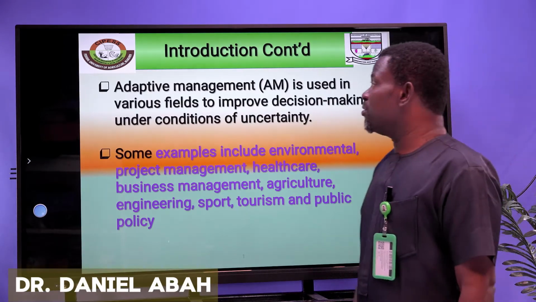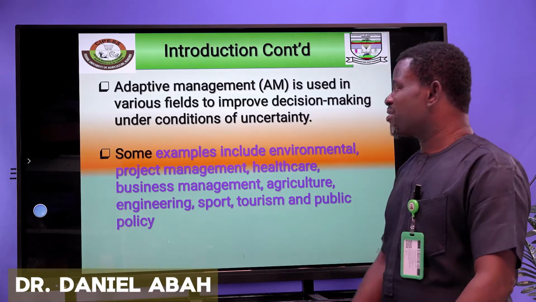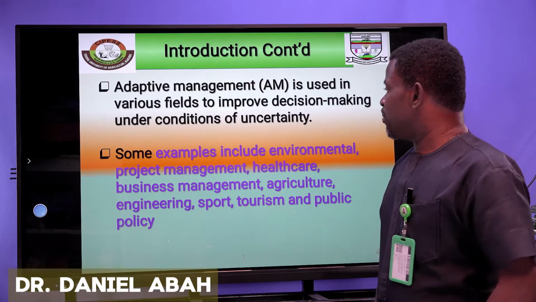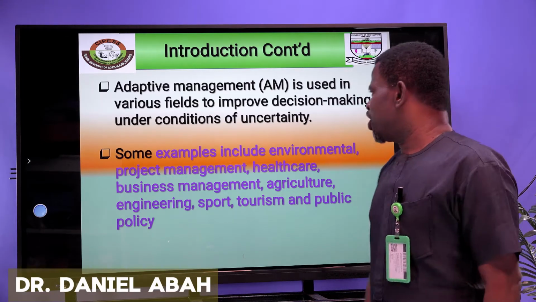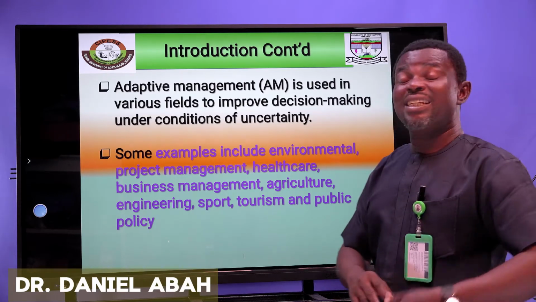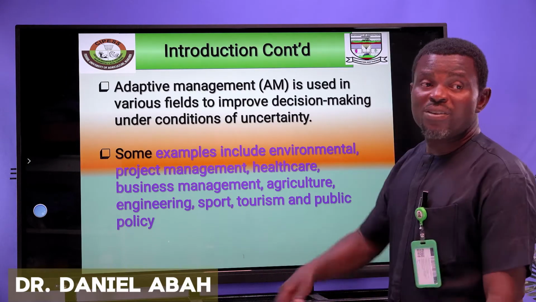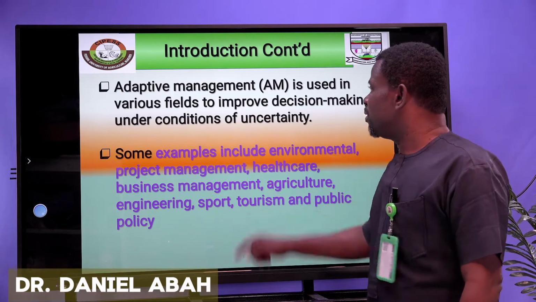Adaptive management is used in various fields to improve decision making under conditions of uncertainty. They are used in different fields, different areas. Some examples are environmental. They are used in project management, healthcare, business management, agriculture, engineering, sports, tourism, and public policies. So all of these various fields can adopt what we call adaptive management.